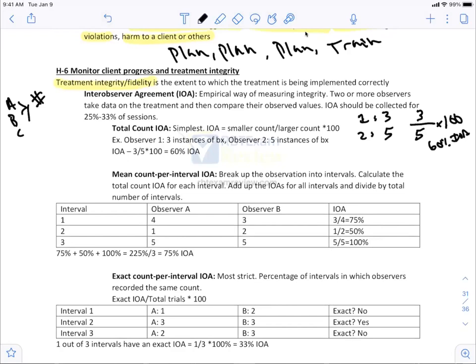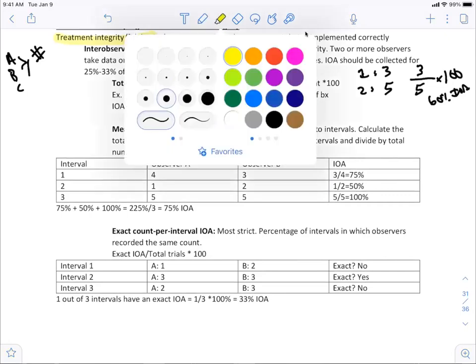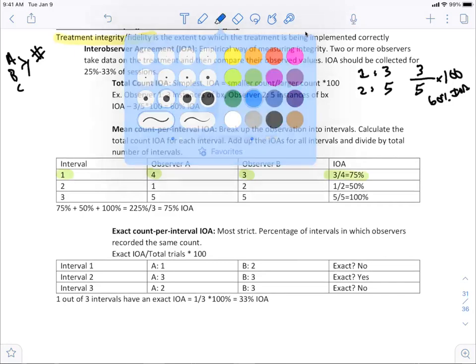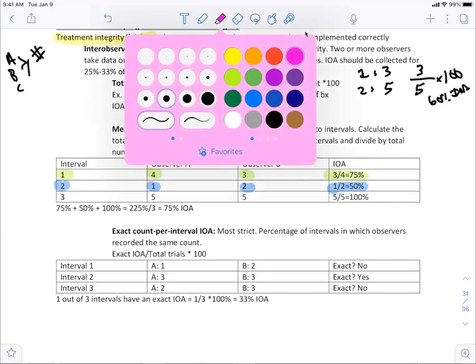Very easy. Mean count per interval IOA. We're going to do the same thing, we're just breaking it up. Calculate total IOA for each interval. So we have total count IOA. For example, interval 1, with total count, we take our small number, put it over our big number, and we get 75%. We do that for interval 2, and then interval 3.